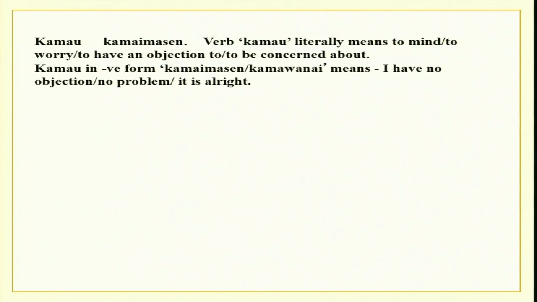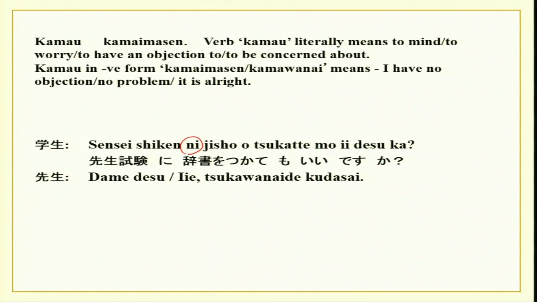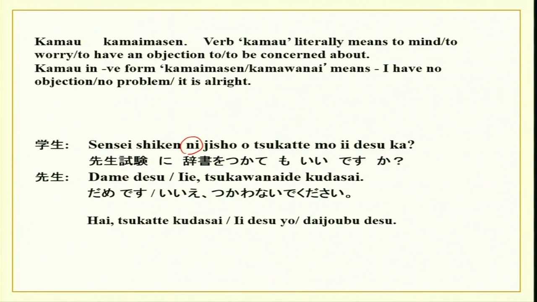So, sensei, shiken ni jushou o tsukatte mo ii desu ka? Shiken ni. Dame desu. One is dame desu, not allowed, not permitted. Tsukawanai de kudasai. And then, hai, tsukatte kudasai. Ii desu yo, daijoubu desu yo, dozo, jiyu ni tsukatte kudasai. You can use it freely. So, any of these can be used.